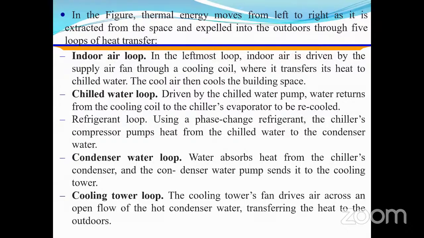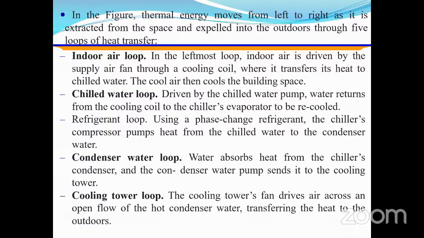Indoor air loop. In the leftmost loop, indoor air is driven by the supply air fan through a cooling coil, where it transfers its heat to the chilled water. The cooled air then cools the building space. So it is circulated through the ducting system to the various spaces on the floor.